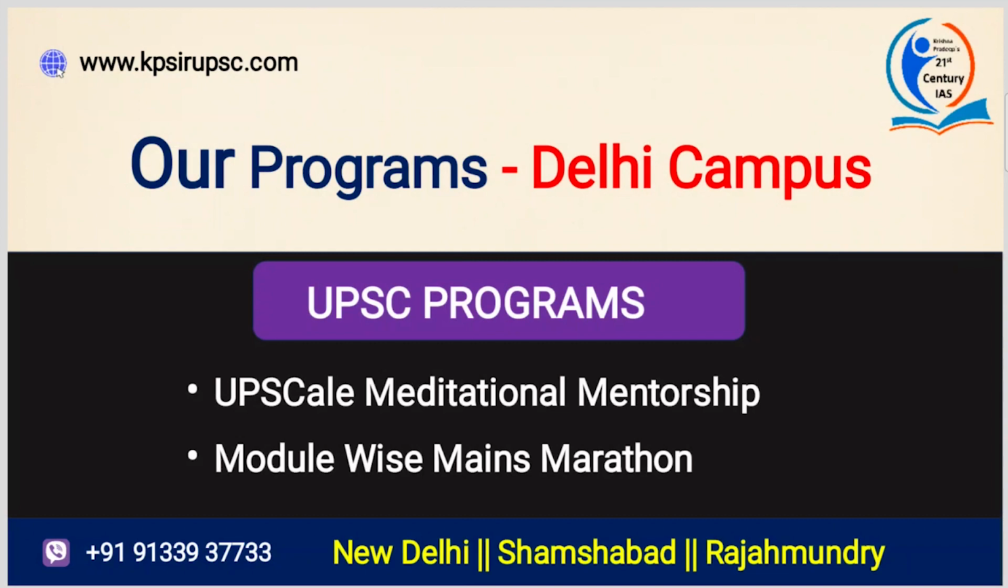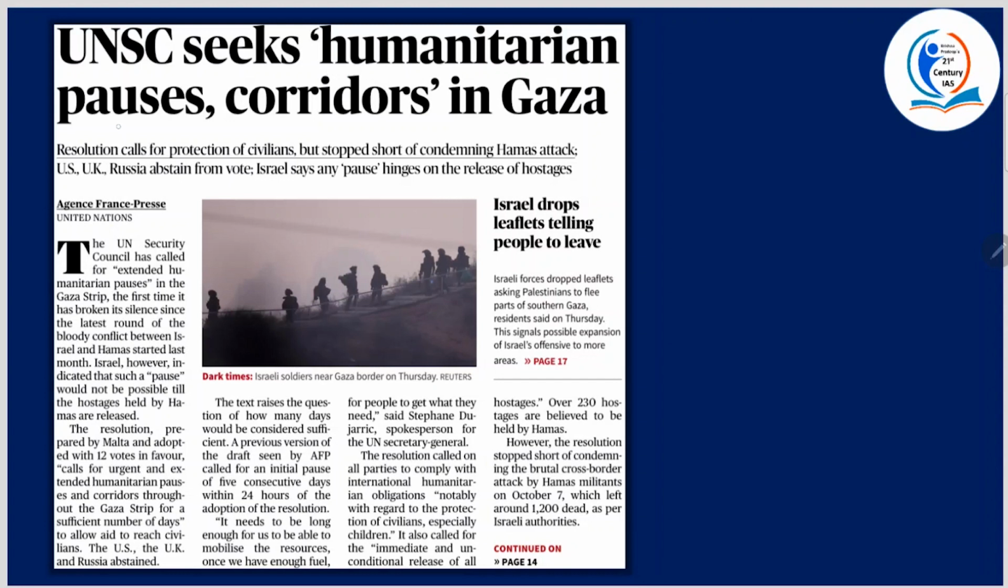This is Goli Varsha. UNSC seeks humanitarian pauses, corridors in Gaza. Now in prelims perspective, this institution or this grouping and this place is important. Okay, now let us see some basics about UNSC. What is UNSC? It is United Nations Security Council. It was established under Article 23 of the UN Charter.